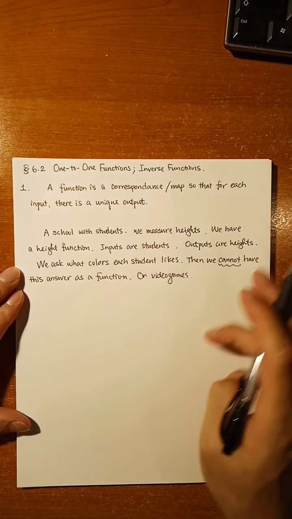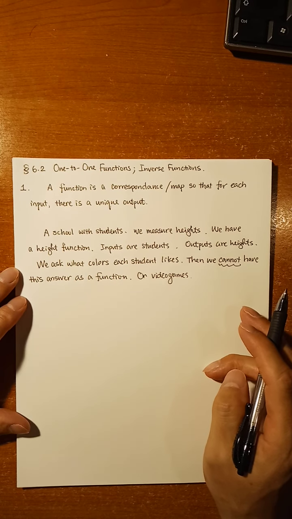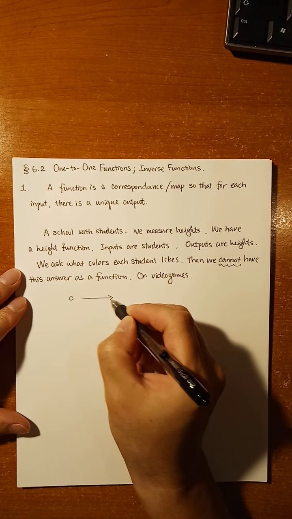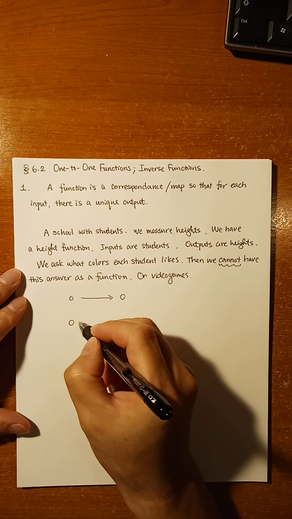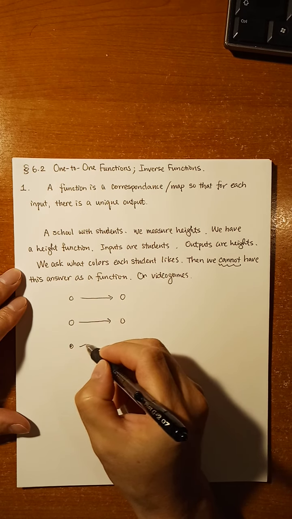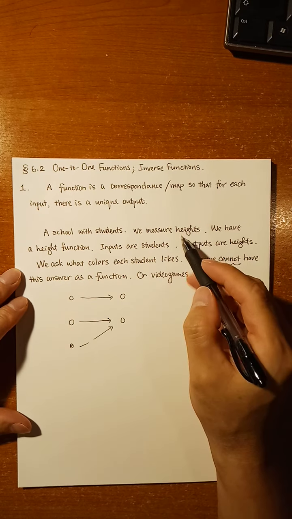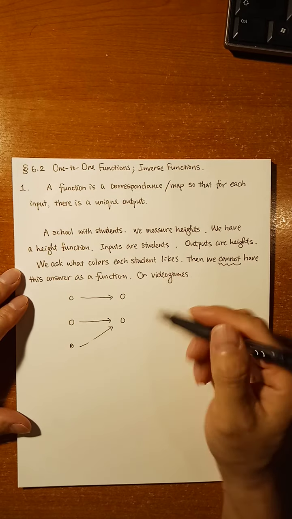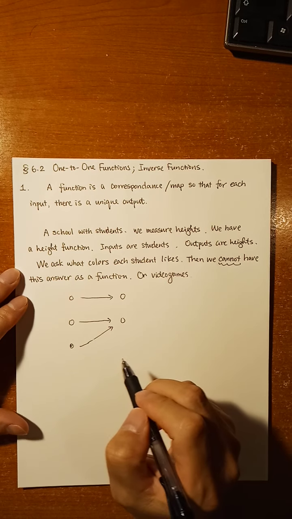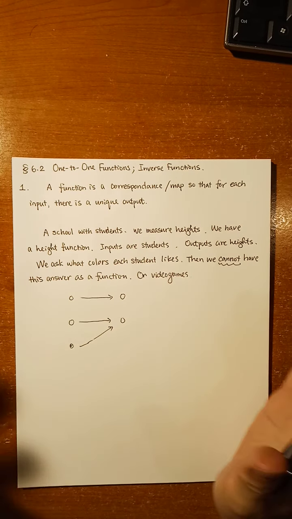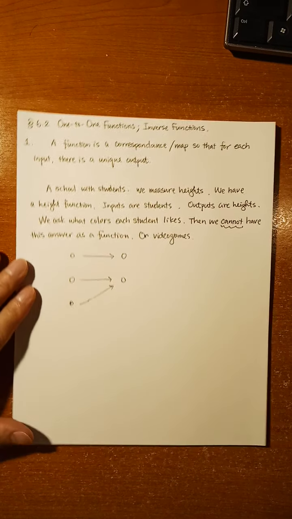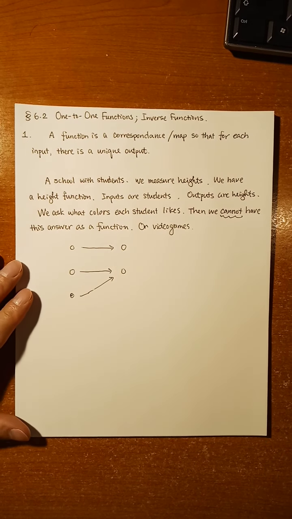Because every student may have multiple choices. Function just means whenever you have an input, you will get an output. For example, with height, two kids may have the same height. So it's possible to get the same result for different inputs. It's allowed. But for one input, there's only a unique output. Okay, this is a function.